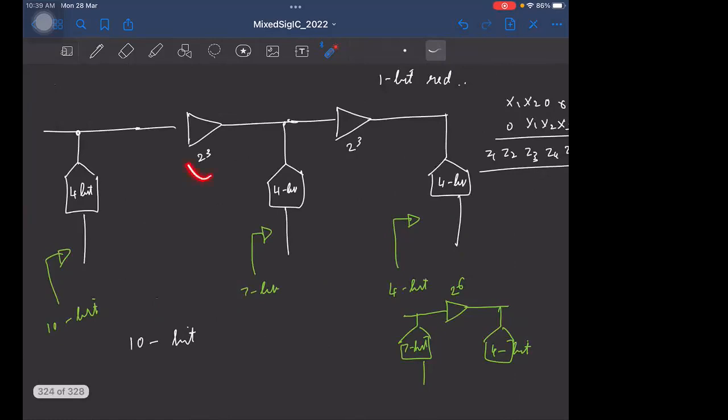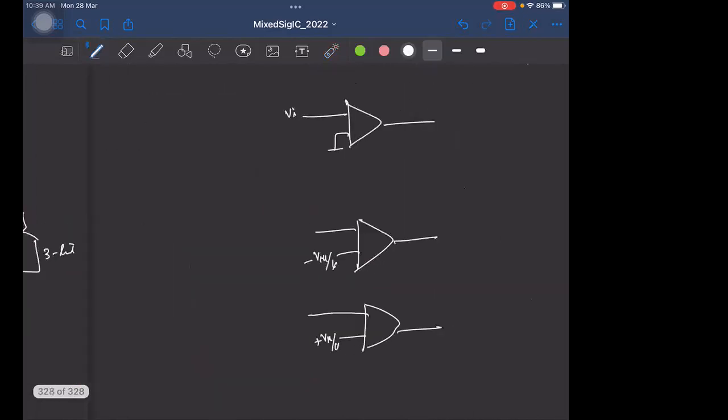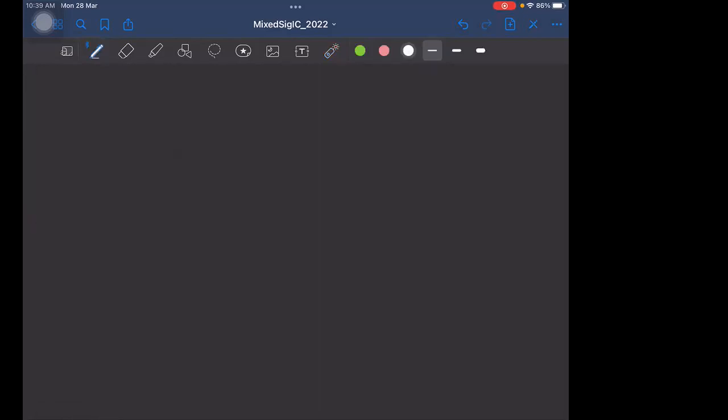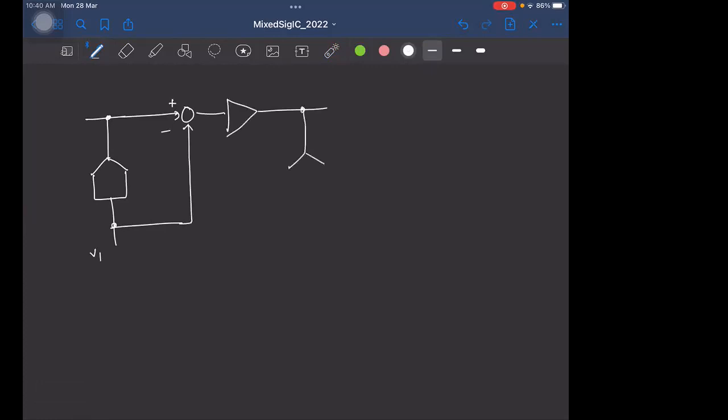So let's now see what errors you can have in this residue amplifier. Let me draw a two-stage pipeline ADC. So this is my first ADC, output of the first ADC. I'll take the difference, amplify it, and give it to the second ADC. So let's say this is some 2-bit ADC.